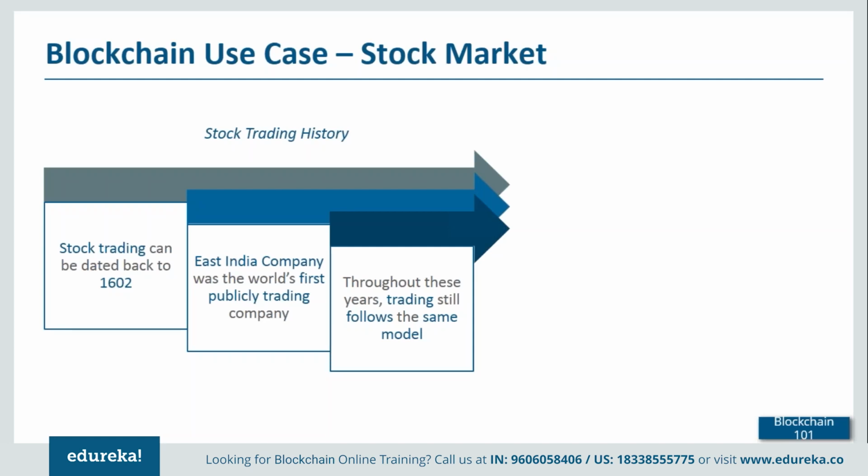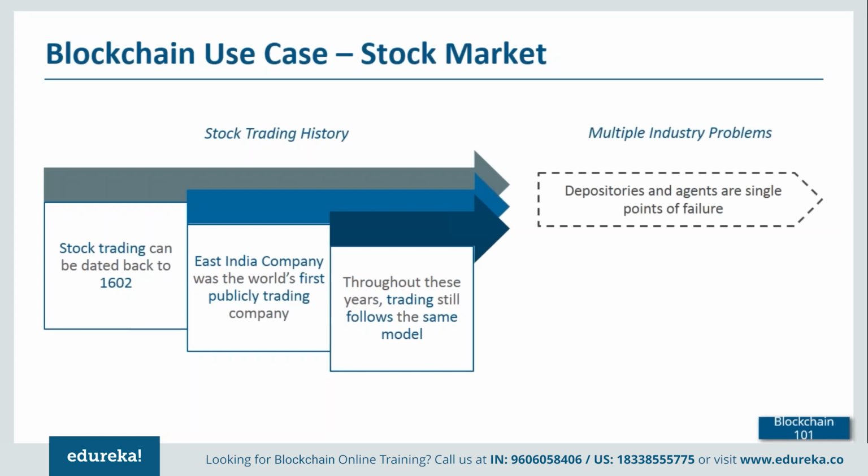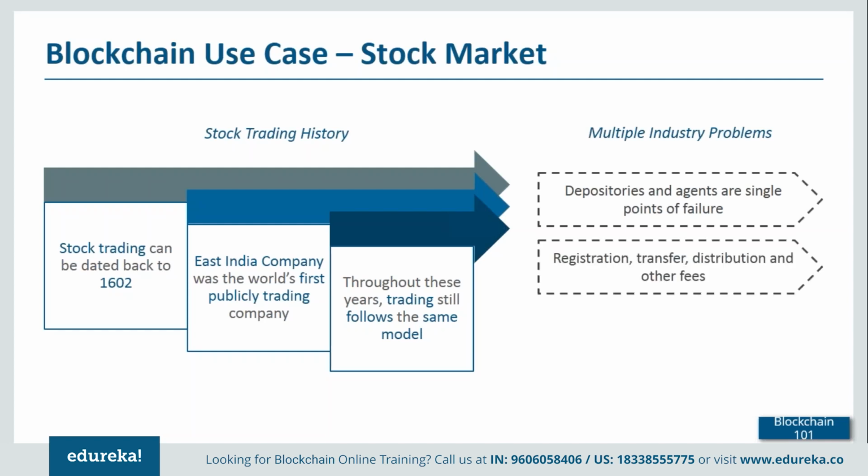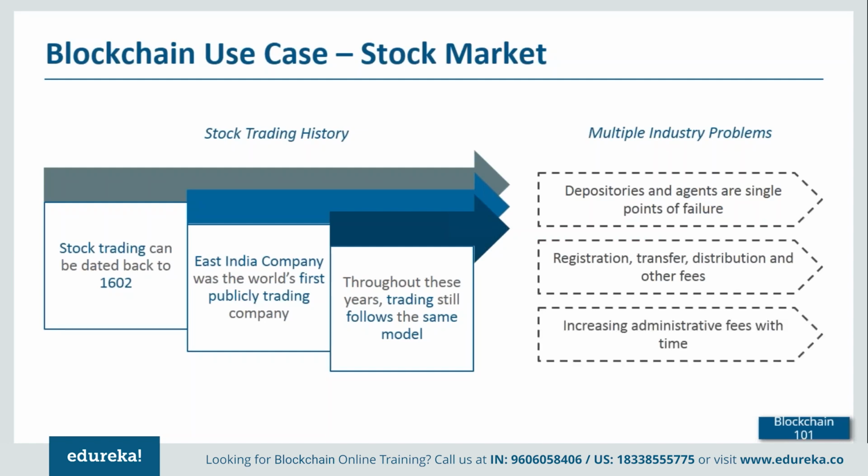Now talking about the issues with the current system, there are depositories as well as agents. These points of contact themselves are failing because we always hear about certain frauds happening between agents. There are instances where you cannot completely trust them or even certain organizations as well. Apart from that, the registration, transferring of stocks as well as distributions, everything involves certain fees associated with it. So every transaction that you perform has a separate transaction fee attached to it. Finally, there's also the administrative fee that comes with it, which is always growing. Now, if you have worked with stocks, then I'm quite sure that you are familiar with all these challenges as well.